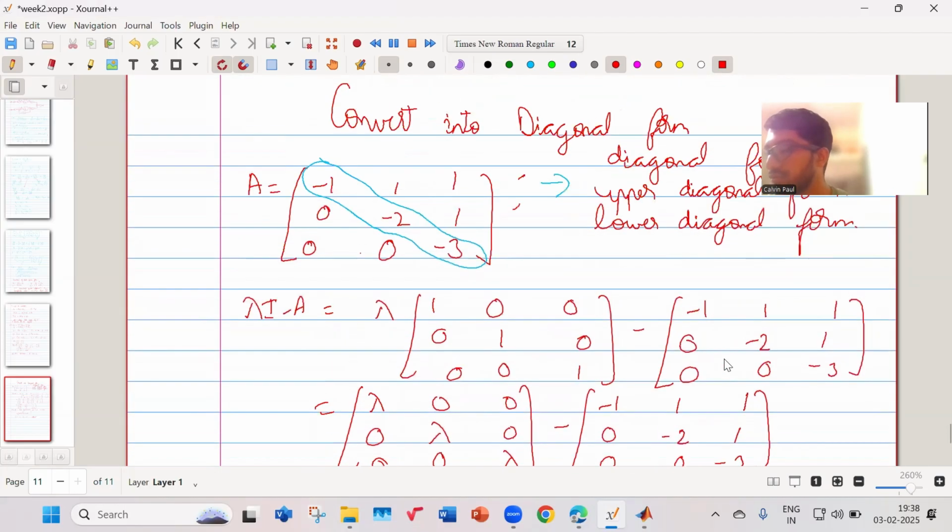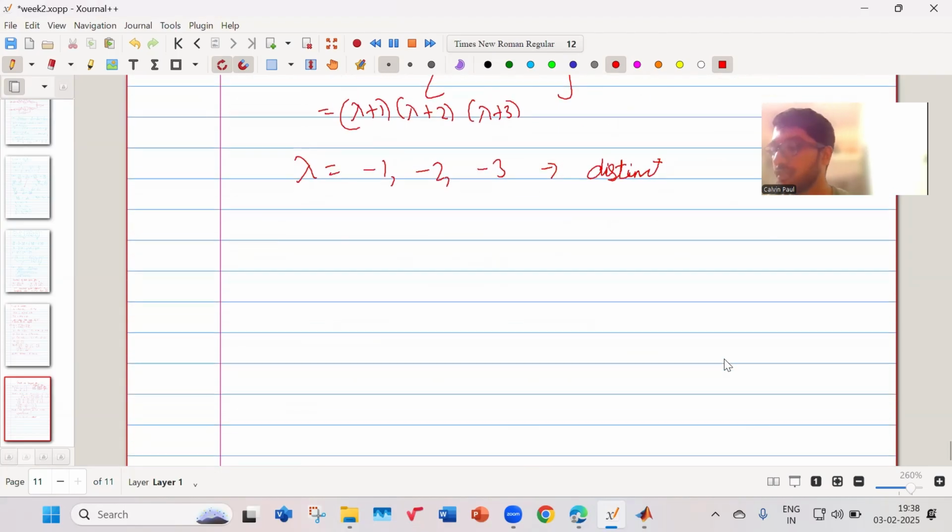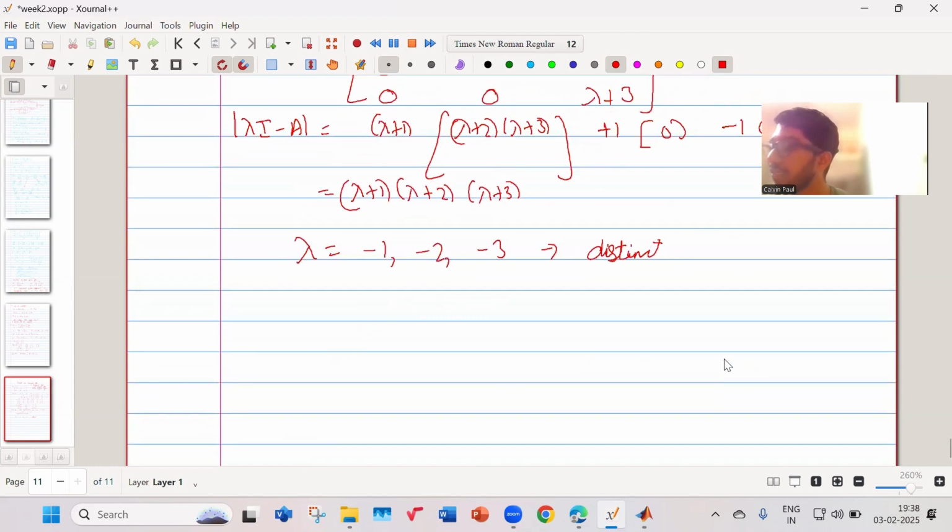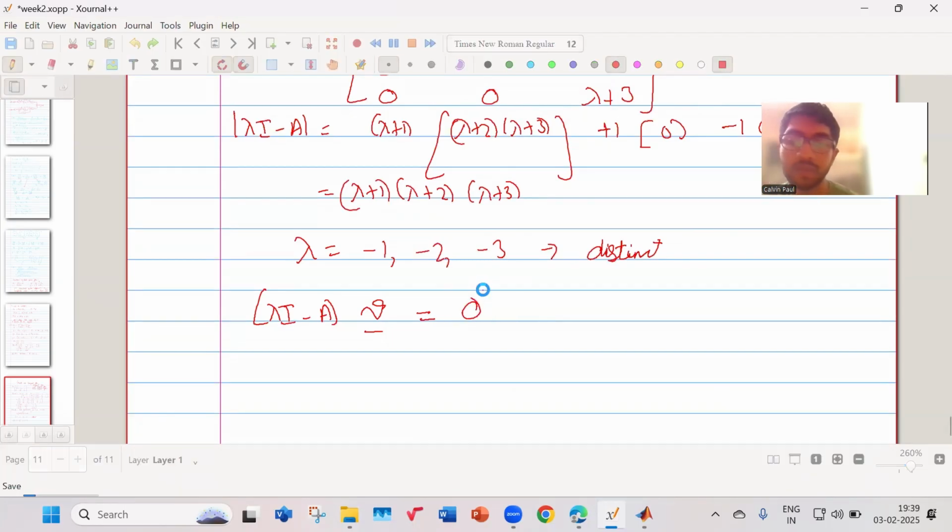Now what do we do? Now we have to find their eigenvectors. How do you find their eigenvectors? You have to do lambda I minus A, times the eigenvector v bar, equal to 0, because I have taken it to the left side.